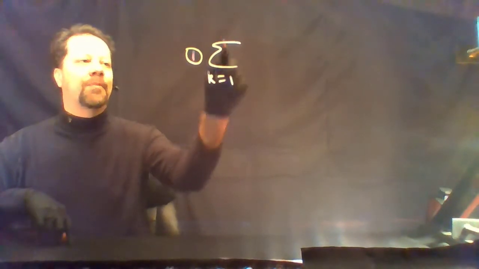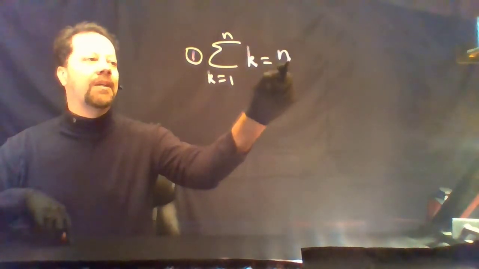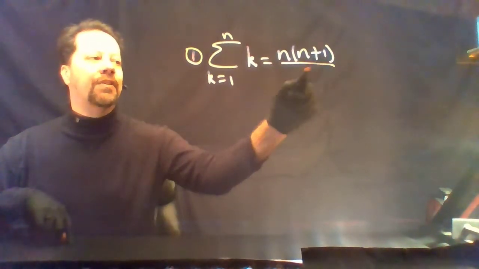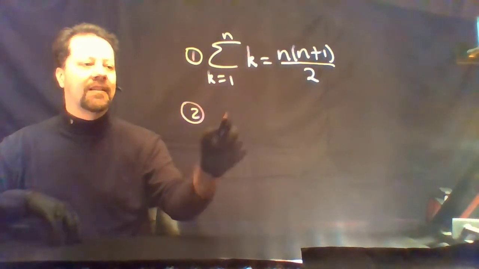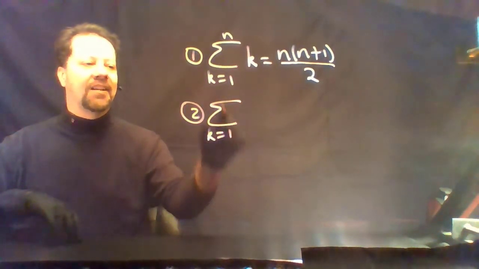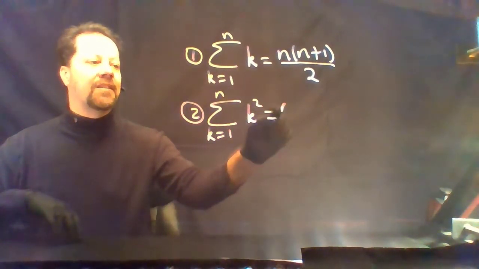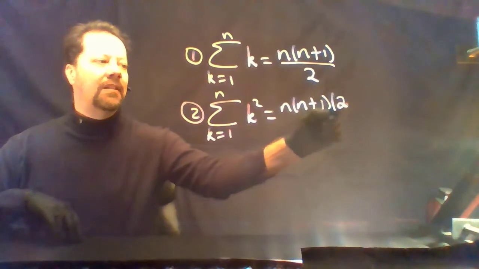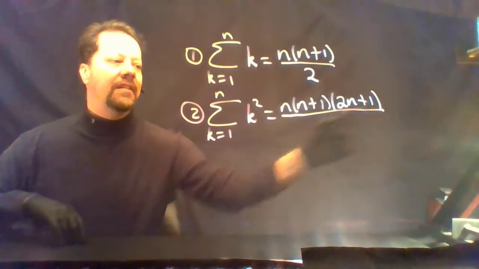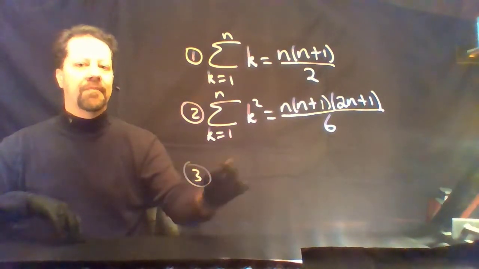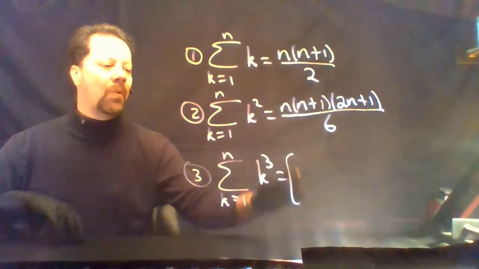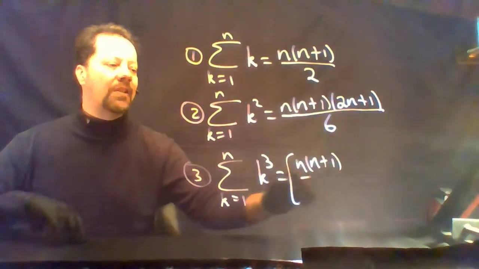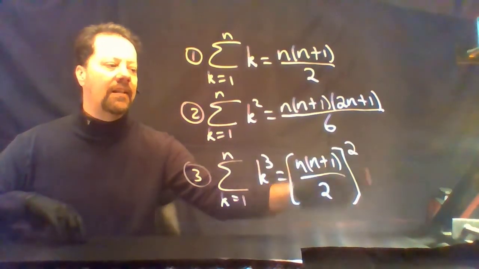The first formula, the sum as k goes from 1 to n of k equals n times n plus 1 over 2, the formula that was deduced by the 9-year-old Gauss. Second, the sum as k goes from 1 to n of k squared is n times n plus 1 times 2n plus 1 divided by 6. And third, the sum as k goes from 1 to n of k cubed is the quantity n times n plus 1 over 2, quantity squared.